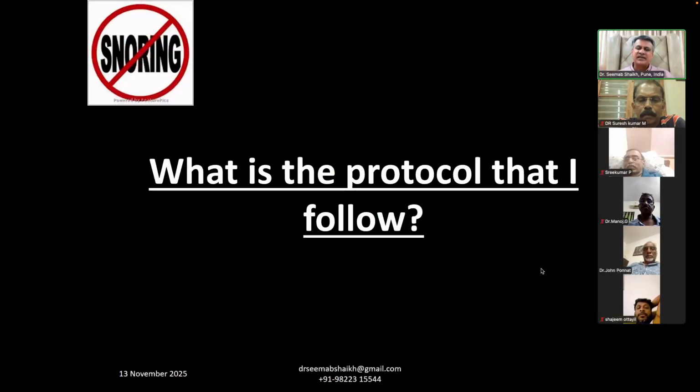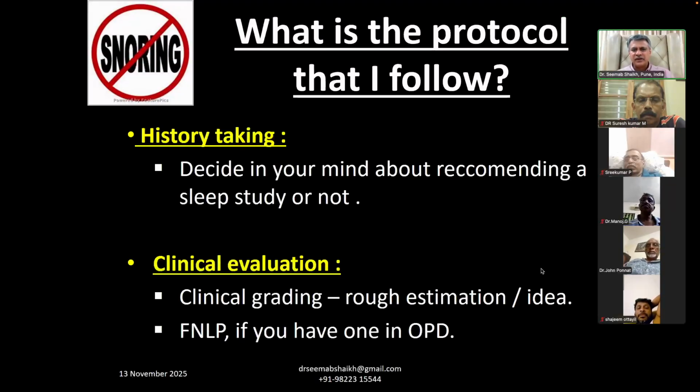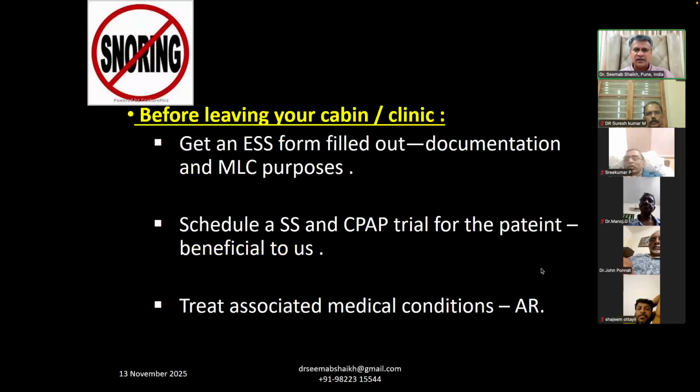So what is the final protocol after understanding all these evaluatory things that we do? So you do a good history taking, figure out whether you need a sleep study, whether you need a level 3 or a level 1 or a level 2. You do a clinical evaluation, you grade it roughly with the Friedman scoring. If you have the scope in the OPD, you do it there and then, or you call him to your endoscopy room the next day and do it.